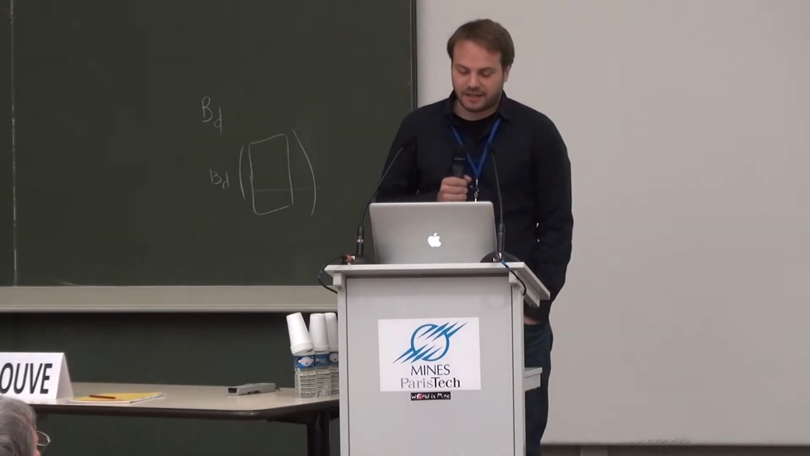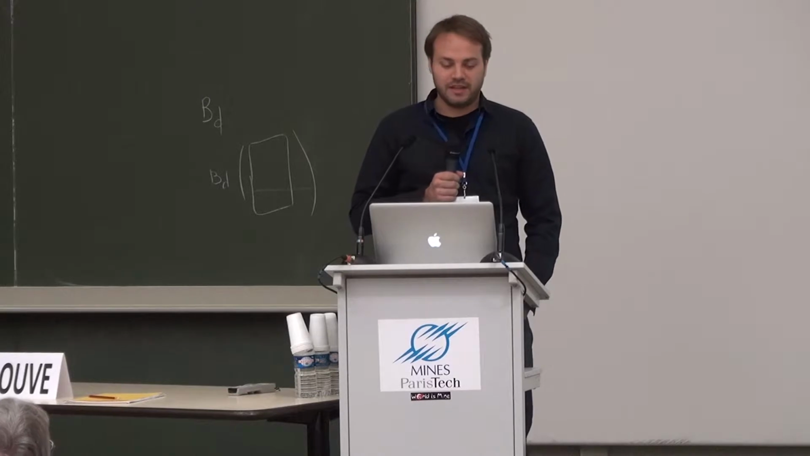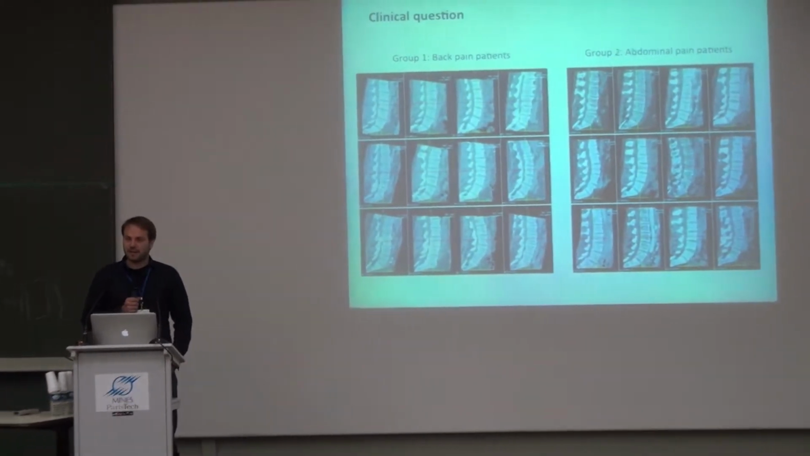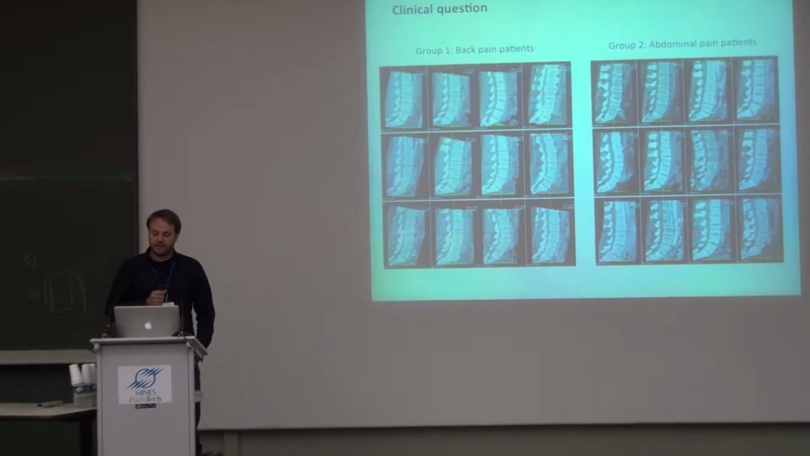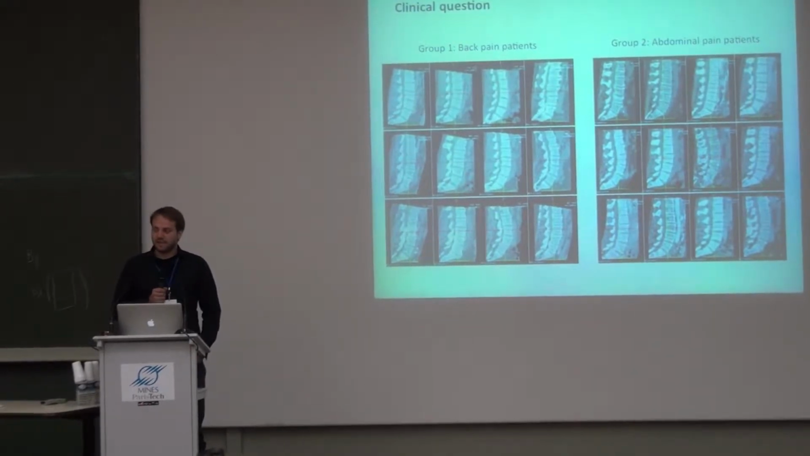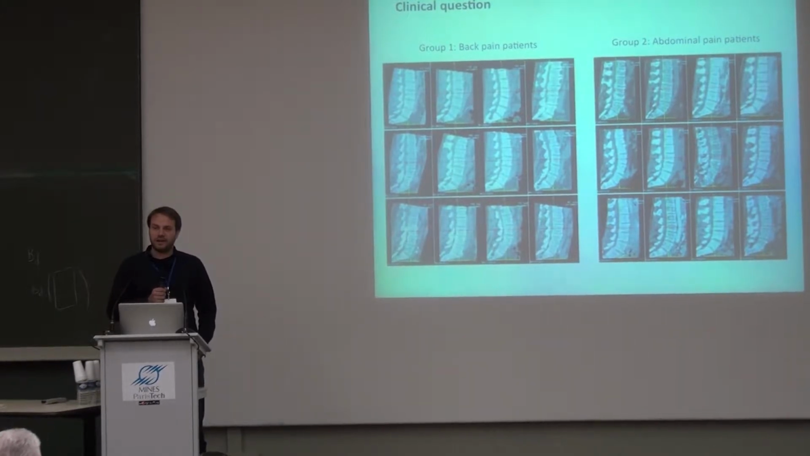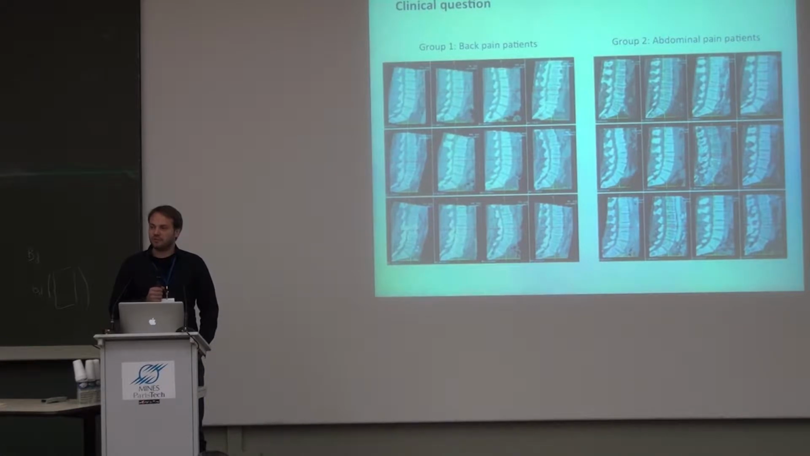And the clinical motivation behind our work is, you can see here a set of CT images of the spine. On the left-hand side, you see patients that suffer from back pain. On the right-hand side, you see a group of patients that suffer from abdominal pain. And our goal is to find out if there are geometrical differences between the two groups.